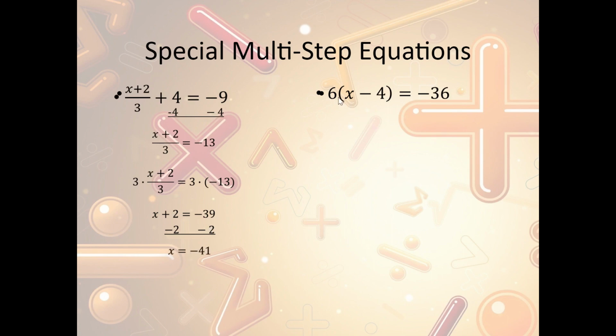Now let's look at this example here. We have 6 times x minus 4 is equal to negative 36. So I could distribute this, but I don't need to. I'm going to get rid of whatever's furthest away first. So the negative 4 is inside the parentheses with the x, so I'm going to get rid of this 6. Well, the 6 is multiplying by these things here, so I'm going to undo it by dividing by 6. And I'm left with x minus 4 is equal to negative 36 divided by 6, which is negative 6. Now I have a minus 4 here, so I'm going to undo that by adding 4 to both sides. And I get x is equal to negative 6 plus 4 is negative 2.